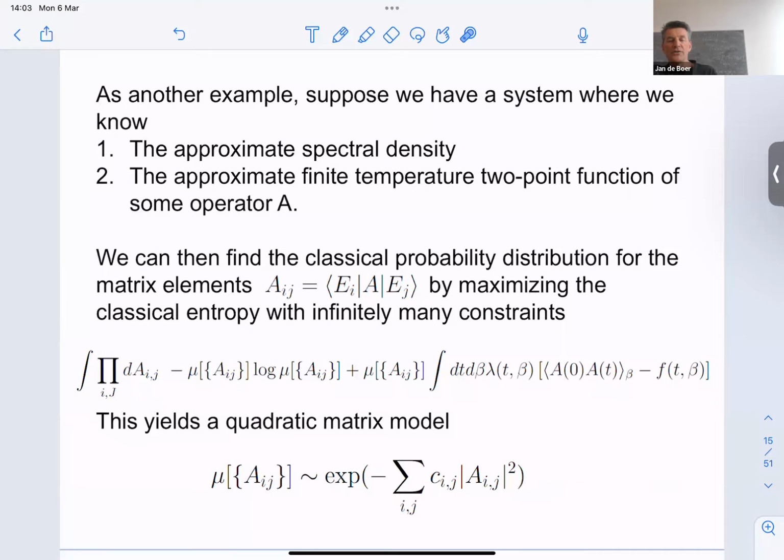And then we're going to look for a probability distribution on the space of matrix elements where we maximize the classical entropy, which is given by this thing here. This is the same as the von Neumann entropy, but it's classical. So usually we call it Shannon information, but it's really the classical version of von Neumann entropy. So now we have a very elaborate thing that we need to optimize. But if you work out what the answer is, then you find that the optimum that you get is a quadratic matrix model for the matrix element. So the probability distribution for Aij is going to be equal to some Gaussian probability distribution with some coefficient Cij, and the Cijs depend on this function f that was my input.